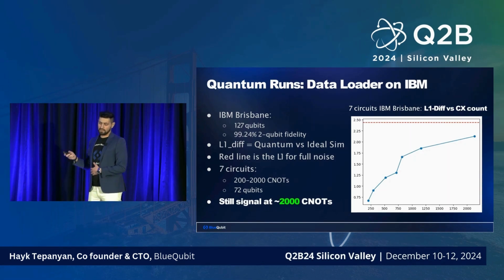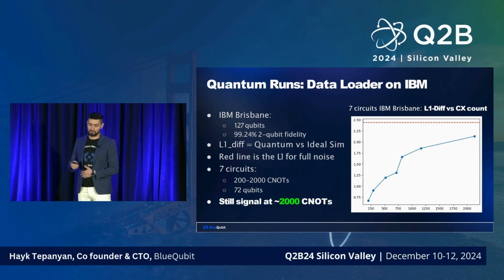And we see that, as expected, as we grow the number of 2-qubit gates, the results become more noisy, but even at 2,000 2-qubit gates, we still have significant signal. And all these experiments were done on 72 qubits, by the way.